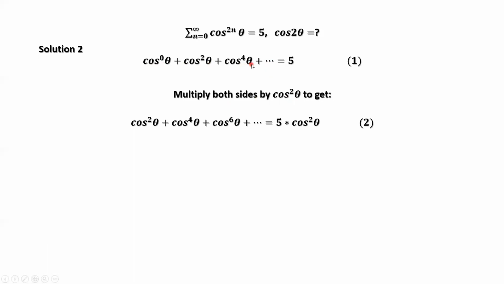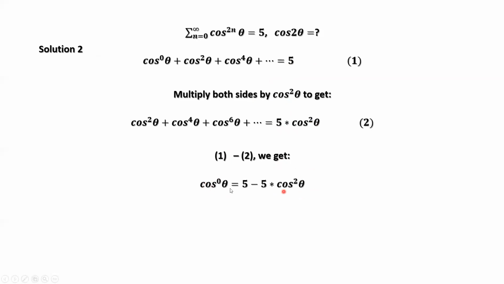The left-hand side of the first equation has one more extra term, which is cosine theta to the power 0. We consider the following operation. The first equation minus the second equation, we get cosine theta to the power 0 equals 5 minus 5 cosine theta squared.